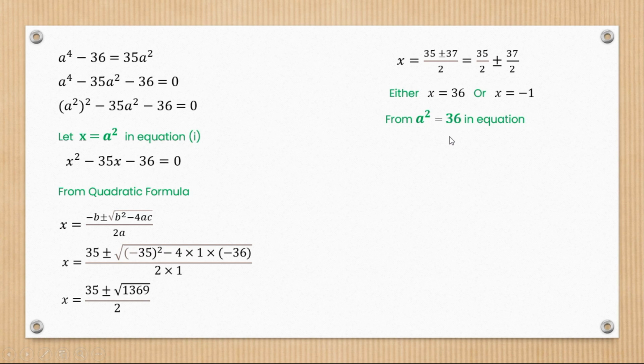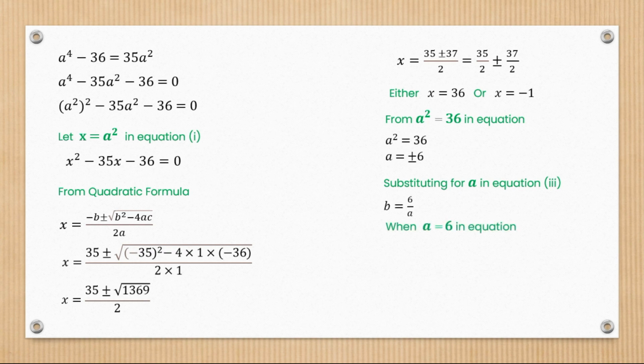So a squared is going to be equal to 36. So we know that the square root of 36 is positive or negative 6. So substituting for a in equation 3, we can see that b shall be equal to 6 over a. Right, so what happens there? When a is equal to 6, let's go with a being equal to positive 6, we can see that 6 over 6 is positive 1.